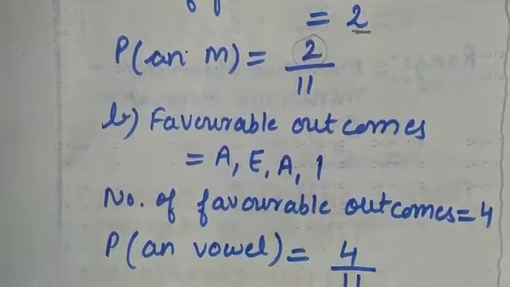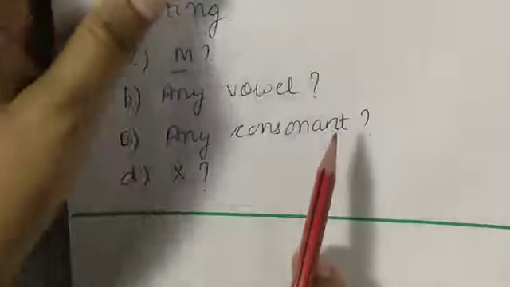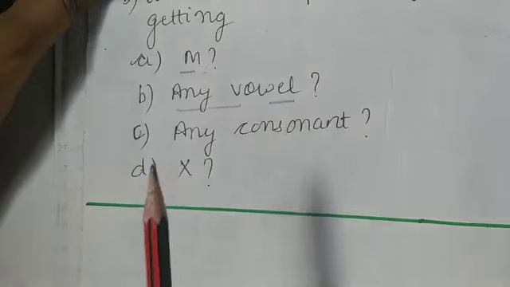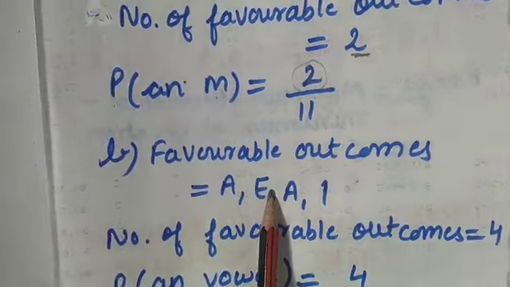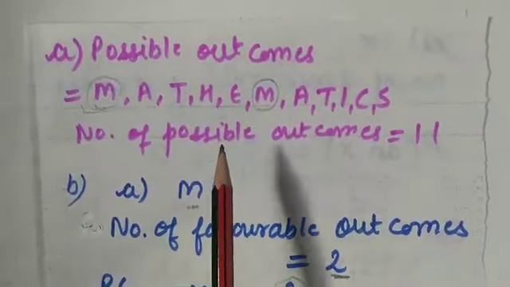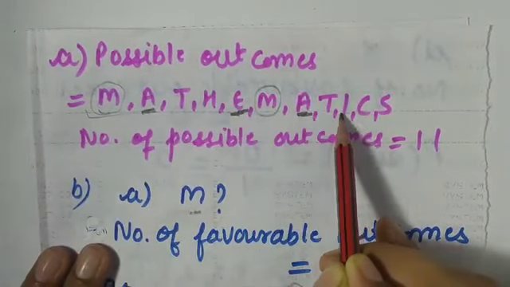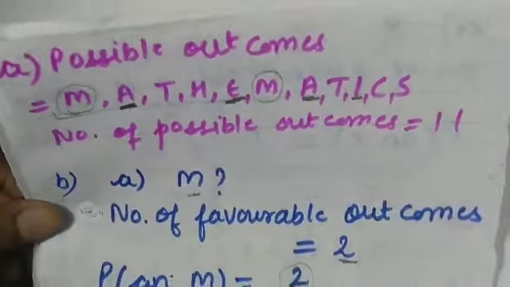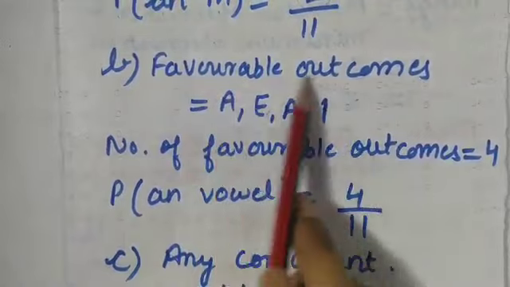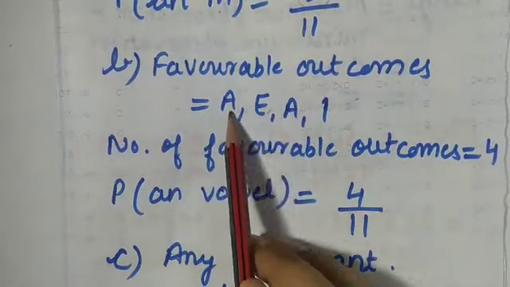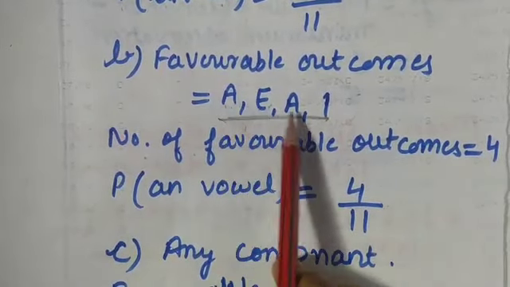Come to the second part. In the second part we have to find the probability of any vowel. So favorable outcomes will be vowels in this case. Here I am observing that in all the possible outcomes the vowels are A, E, again A and I. So we have four favorable outcomes that are vowels. So favorable outcomes will be all the vowels from the possible outcomes. They are A, E, A, I. So the number of favorable outcomes we have is 4 because they are 4 in number.